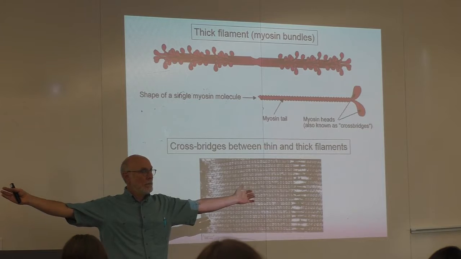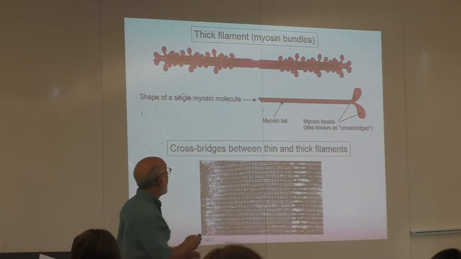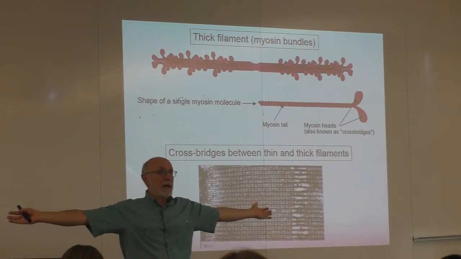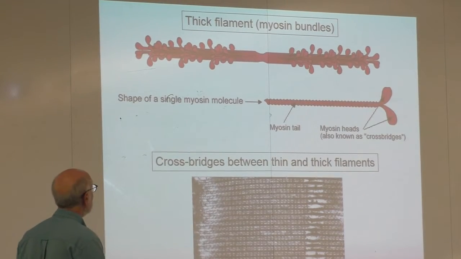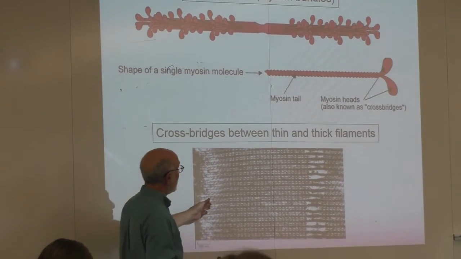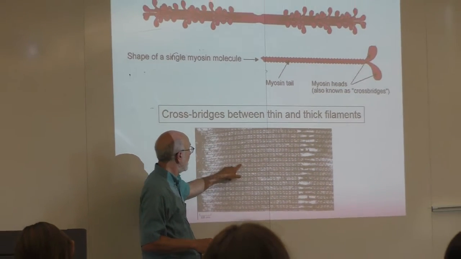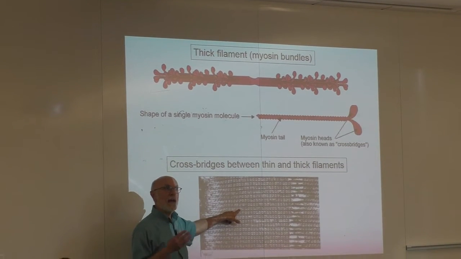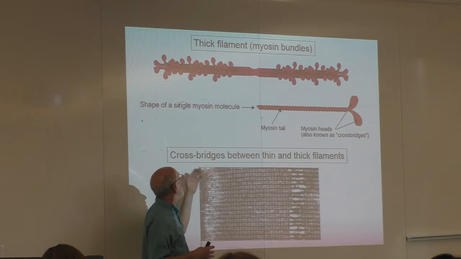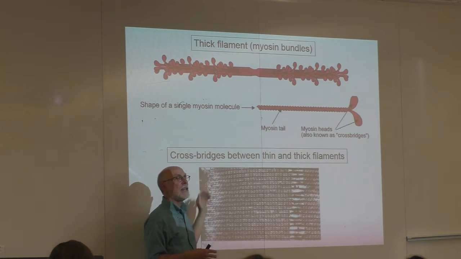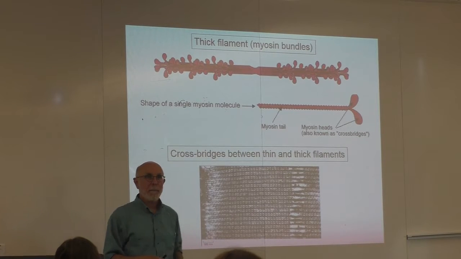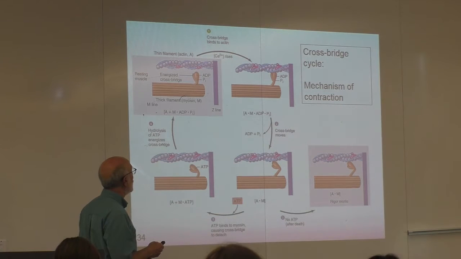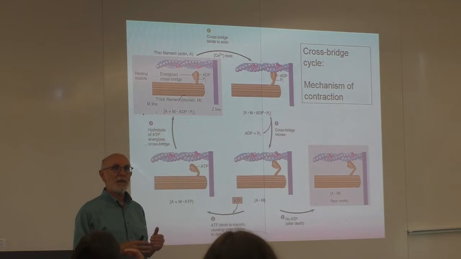Organized around the M line, the heads of the myosin are reaching out in both directions. And here is an electron micrograph that shows the heads of myosin coming off of the thick filament making contacts with the actin. So the heads of myosin make cross bridges with the thin filament, of the actin of thin filaments. So let's go through the mechanism of muscle contraction.